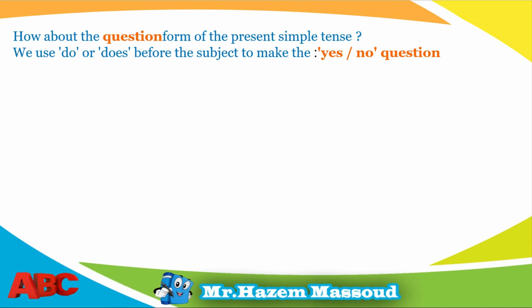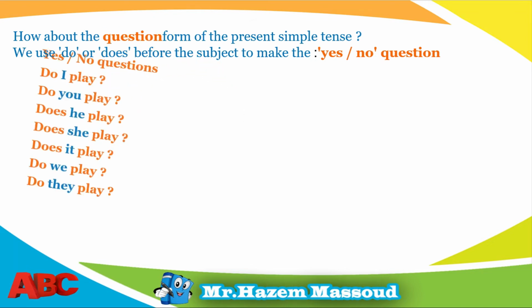Let's move to the question form of the present simple tense. We use do or does before the subject to make yes/no questions. So I have two kinds of questions, yes/no questions and WH questions. First we'll start with yes/no questions. How can I form the question? I start the sentence with do or does before the subject.